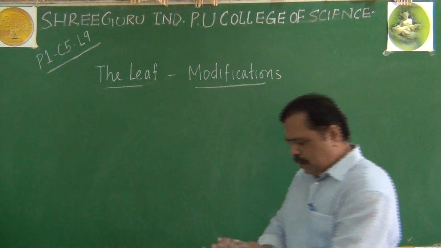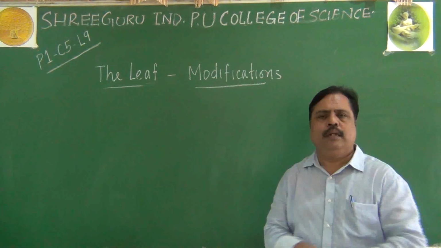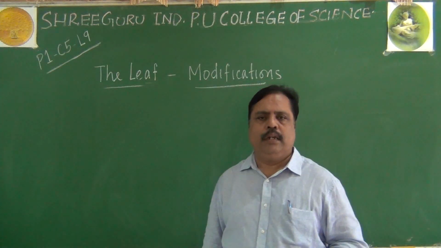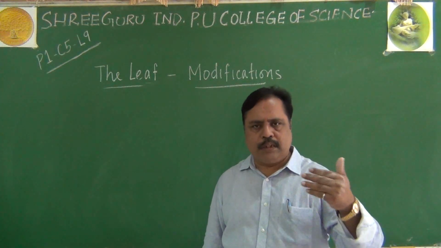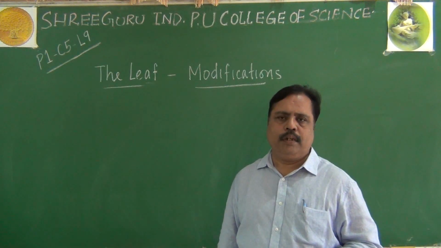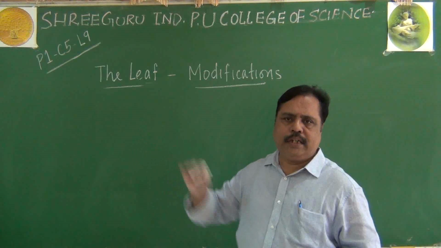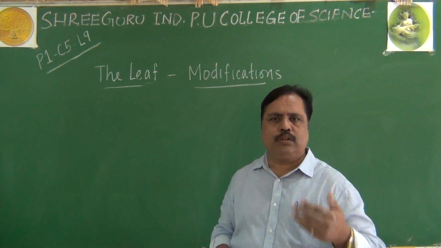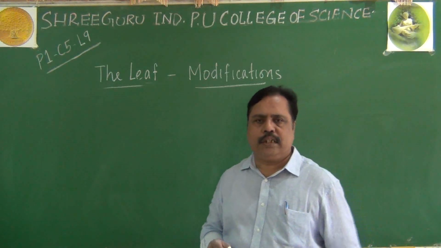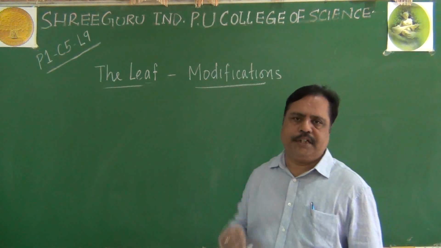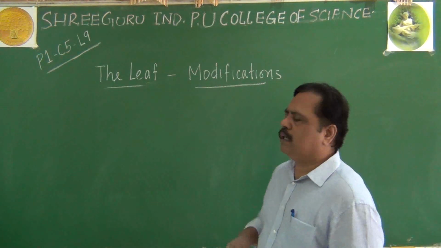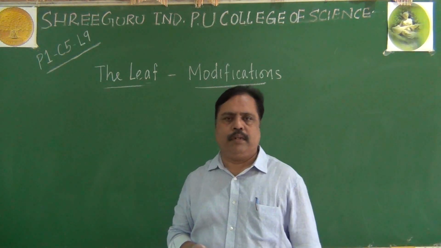Modifications. Already I told you, root and stem can undergo modification in order to perform some extra or additional functions. In order to adapt to the environment, they have to undergo some morphological changes. Those morphological changes are called modification. Similarly, in the leaf also we can come across some modification.